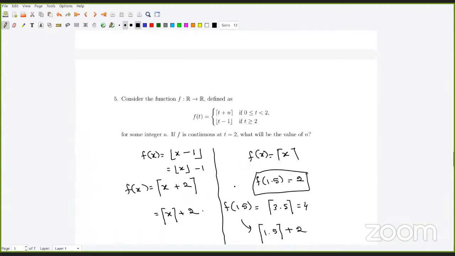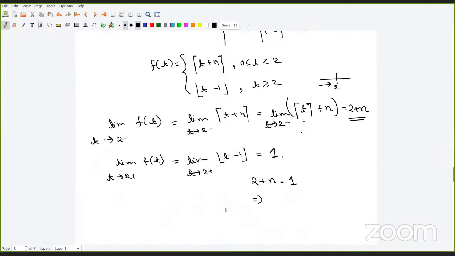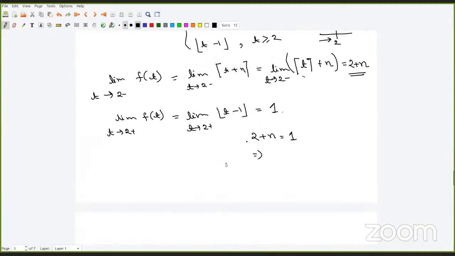So my question, observe this question. If f is continuous at 2, what will be the value of n? You have to find the value of n for which it is continuous. We have to equate them now and find the value. 2 plus n is equal to 2 minus 1.